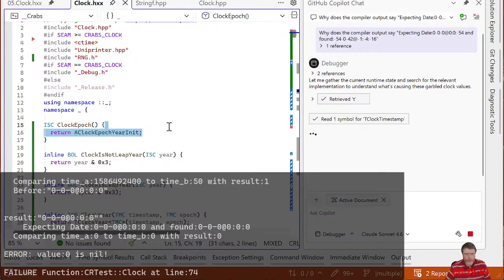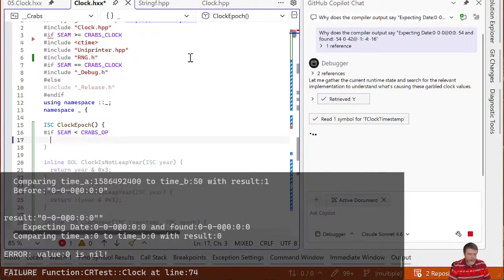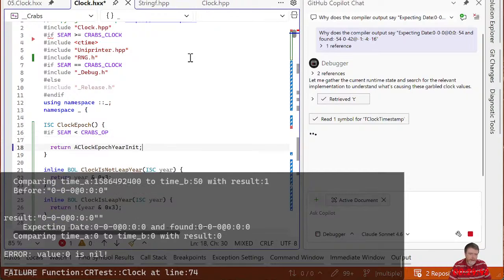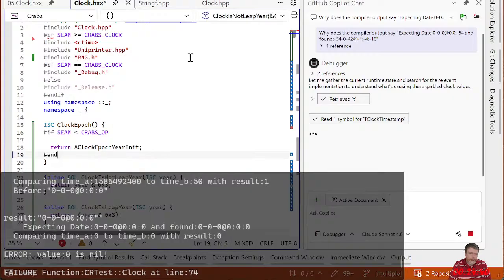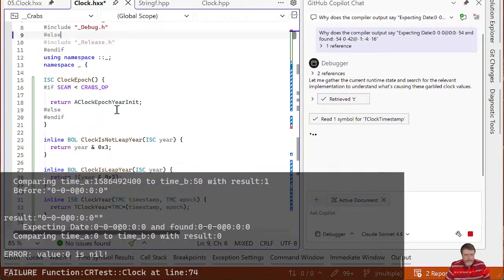So where am I storing this? Oh, right. So let's do if scene is less than crabs. Right now I'll just do that. That's just fine. Else, now what I'm going to have to do is end if. Now I'm going to have to get the Chinese room from static memory here.